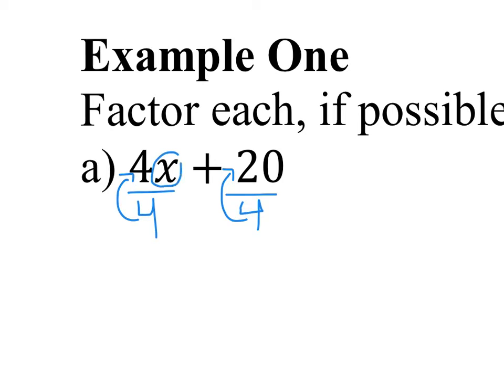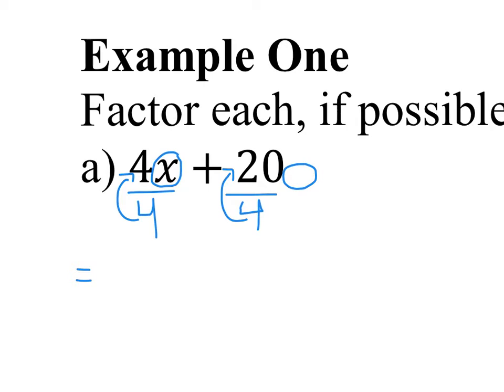This first term has an x. The second term has nothing there. So I can't take away an x because the lowest amount is nothing. In other words, when we take something out, they all have to have it. All the terms have to have that variable that you're taking out, or that constant.